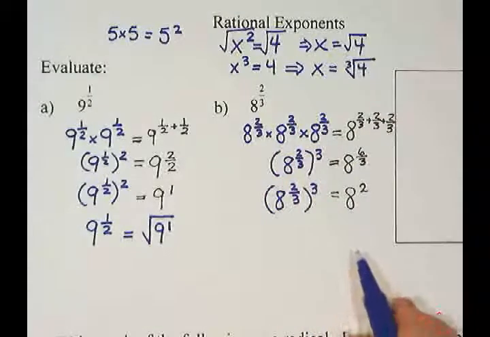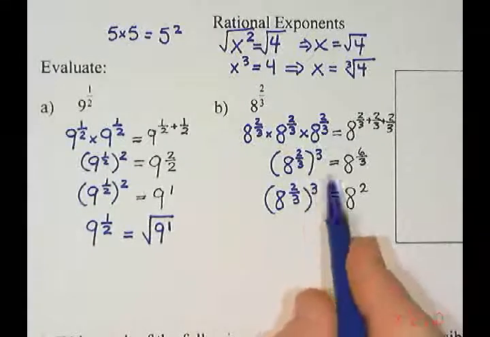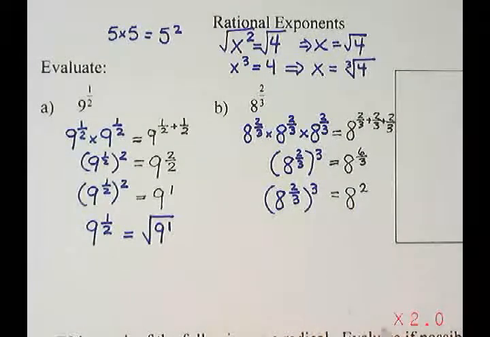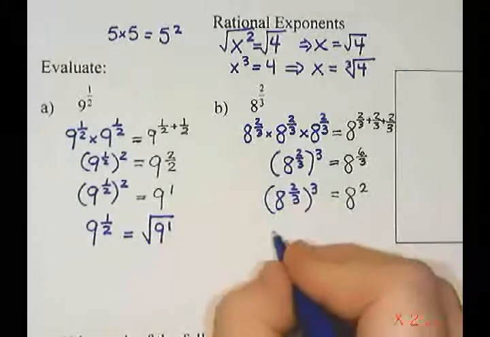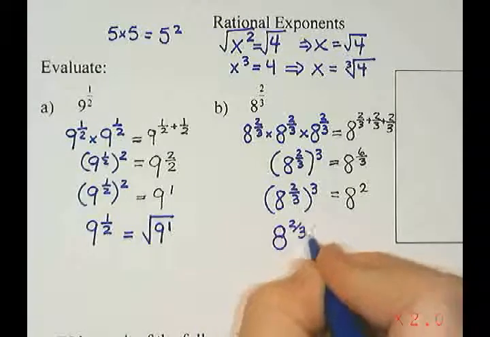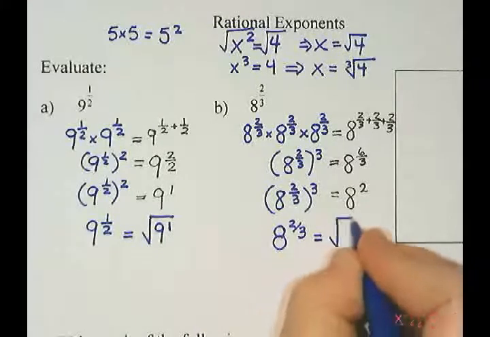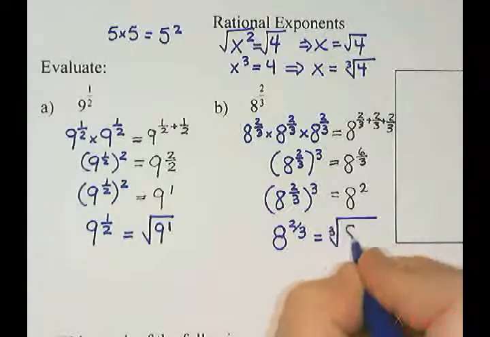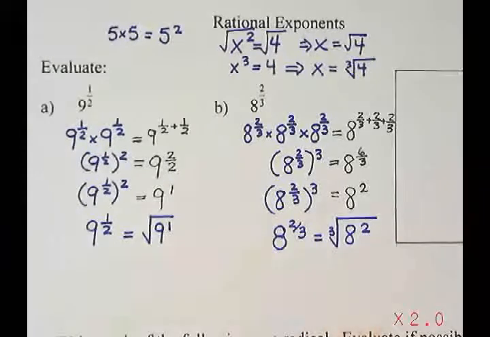So here I'm going to bring the cube to the other side by taking the cube root of that x squared. So I'm going to have 8 to the power of 2/3 equals the cube root of 8 to the power of 2.